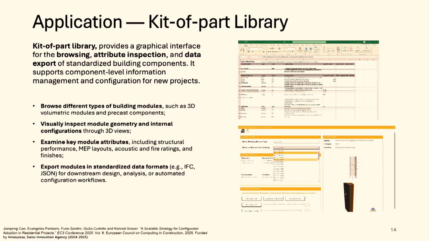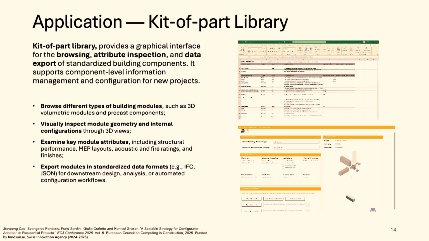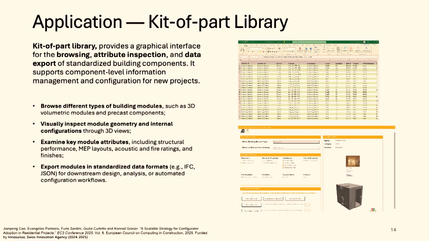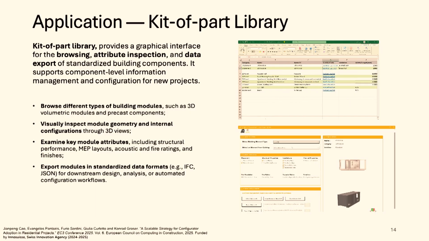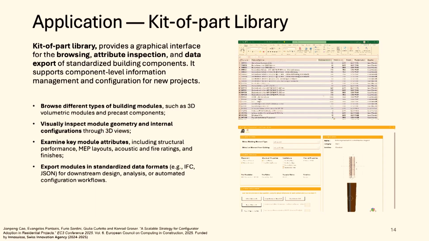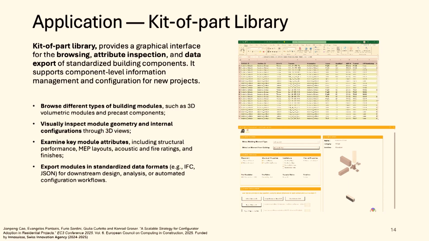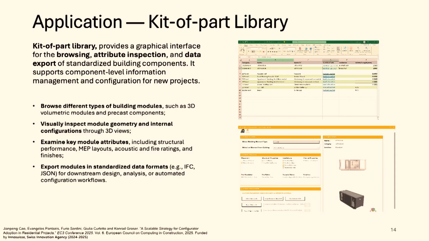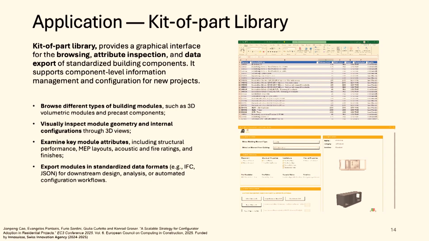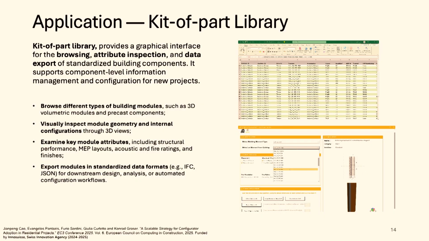Traditionally, product information is stored in separate data silos. Most of the time you see spreadsheets used to store the product data, or sometimes CAD drawings, 3D models, or BIM models. The kit part library provides you a data-centric and graphical interface to browse different types of products, visualize them in 3D views, and examine the key attributes of the products. Finally, you can export them in a standard data format, such as IFC, for further analysis.